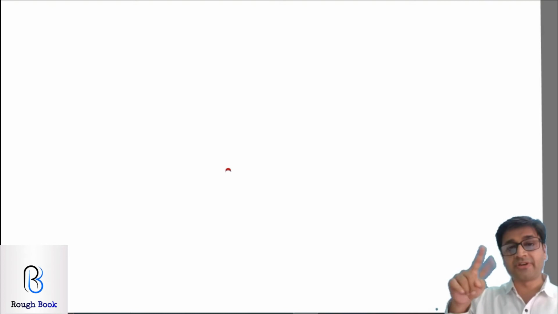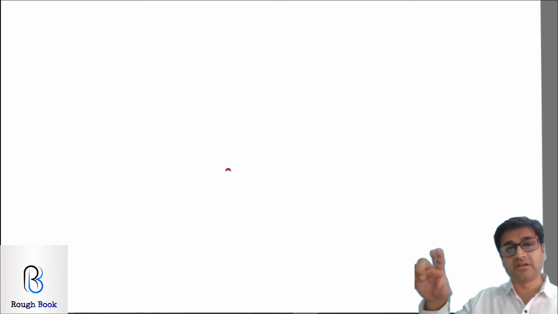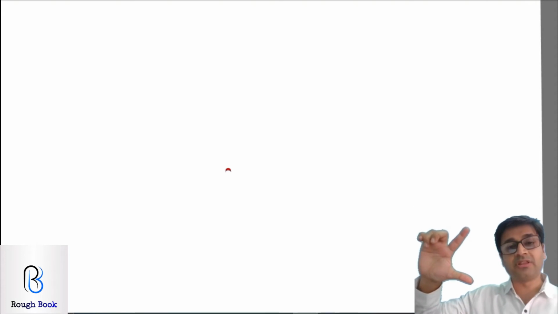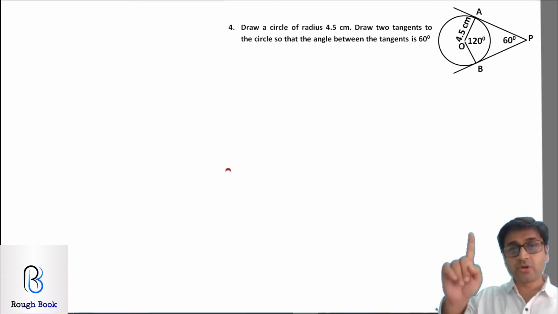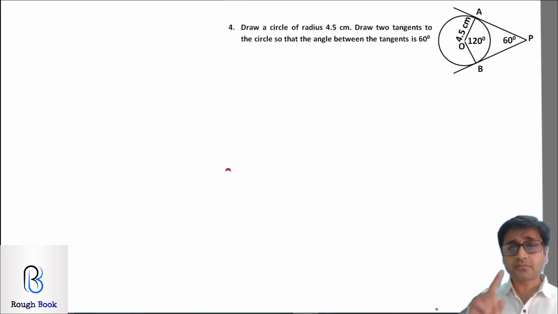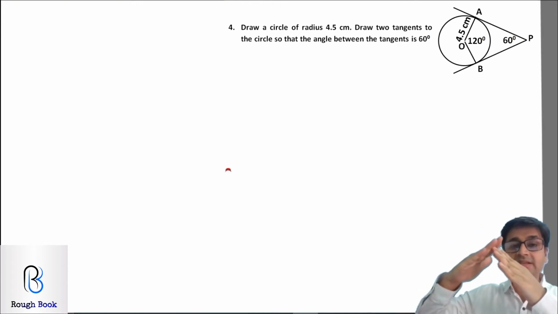Alright, it says draw a circle of radius 4.5 and then draw 2 tangents to the circle such that the angle between the tangents is 60 degrees. How are you going to draw such tangents? If you look at the rough diagram carefully, the property of tangent says that the tangent and the radius will always meet at 90 degrees. So if you look at point A, it is 90 degrees. That's the property of tangent.